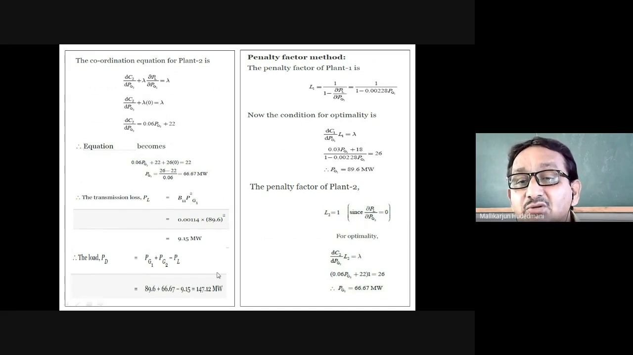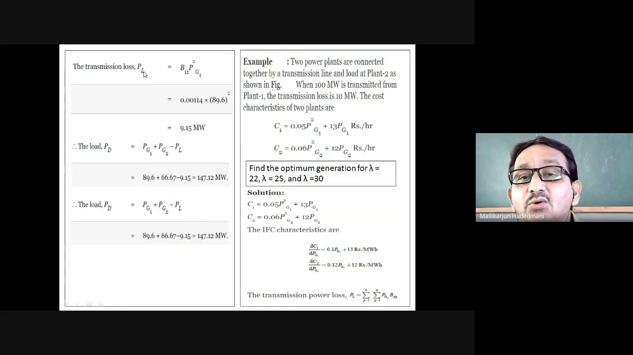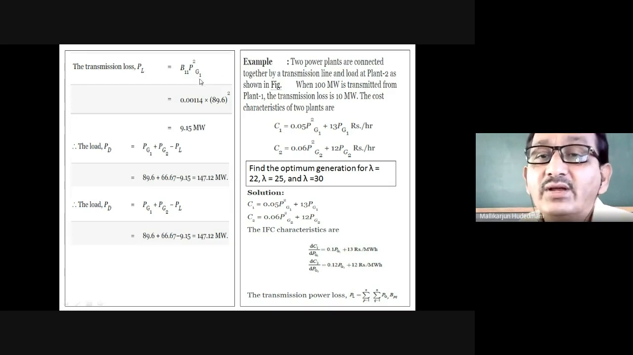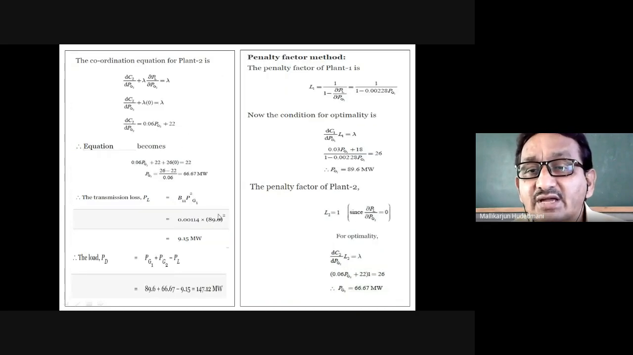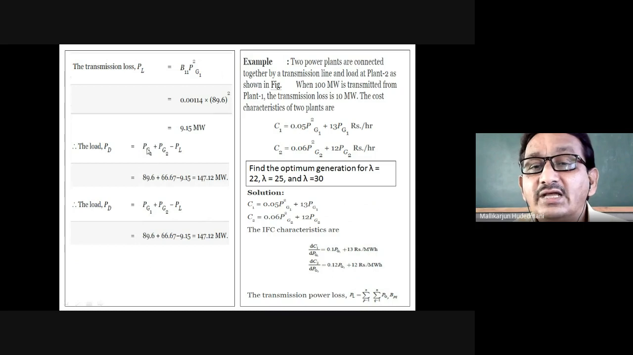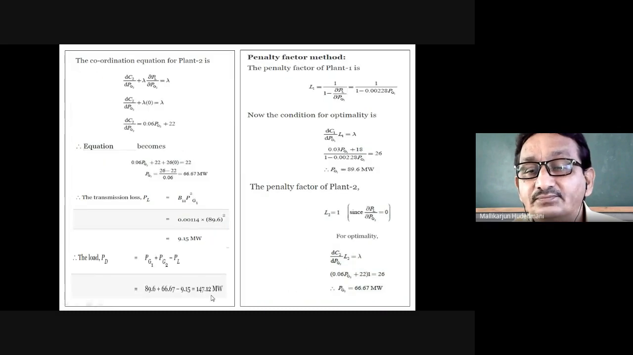Once I get P1, P2, next is to get load and loss. PL equals B11 PG1 squared, because load is on plant 2. There is no such load loss from machine 2. Machine 1 only suffers the loss. It is B11 PG1 squared. Write it: 9.15. Absolutely the same value, we will get 9.15. Then take the sum of PG1, PG2 and subtract this. You will get 147.12, the same thing you got. Clear?